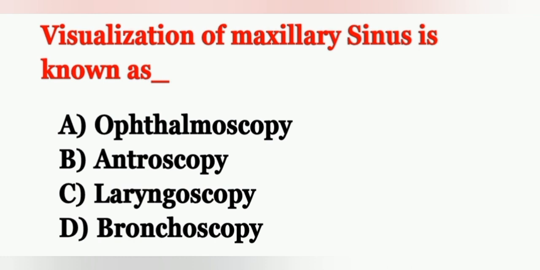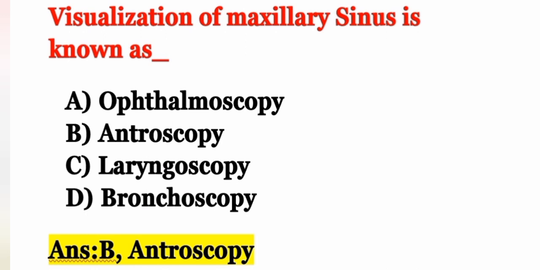The next question, visualization of maxillary sinus is known as. Options, option A ophthalmoscopy, option B antroscopy, option C laryngoscopy, option D bronchoscopy. Visualization of maxillary sinus is known as antroscopy. Option B is the correct answer. First option, ophthalmoscopy. Ophthalmoscopy means examination of the fundus of the eye. Option C laryngoscopy, visualization of the larynx, and bronchoscopy means endoscopic examination of the tracheobronchial tree and the lungs.